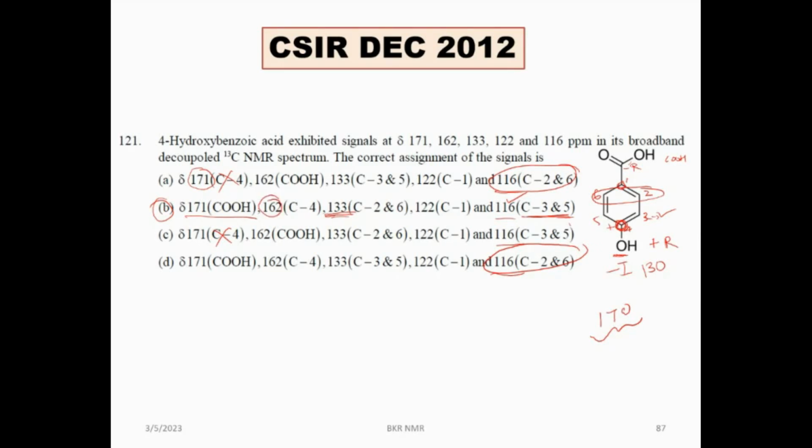Now how will I approach the problem? I will see that the carboxylic acid carbon will have a value of around 170, so I will straight away rule out options A and B. Now compare the remaining options. 171 is the same, and 122 is the same. The difference they have made is between C3, 5 and 2 and 6. So it becomes very easy to solve the problem.